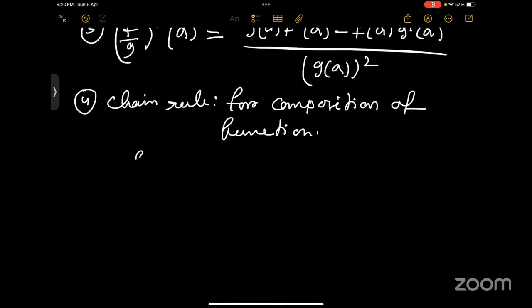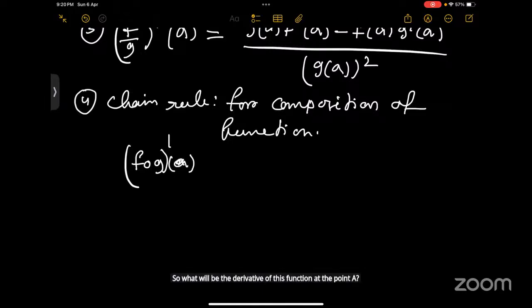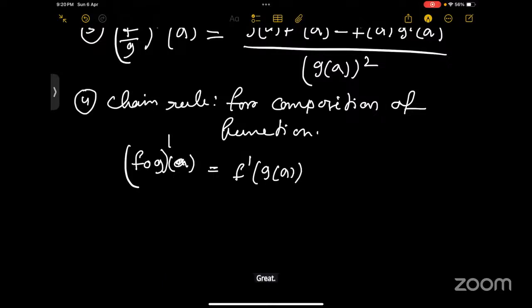So what was the chain rule? If I have this function, what will be the derivative of this function at the point a? It should be f prime of g of a times g prime of a. First we will calculate f prime at g of a, right? Then we will find the derivative of g, the inner function. So this is the chain rule for derivative.